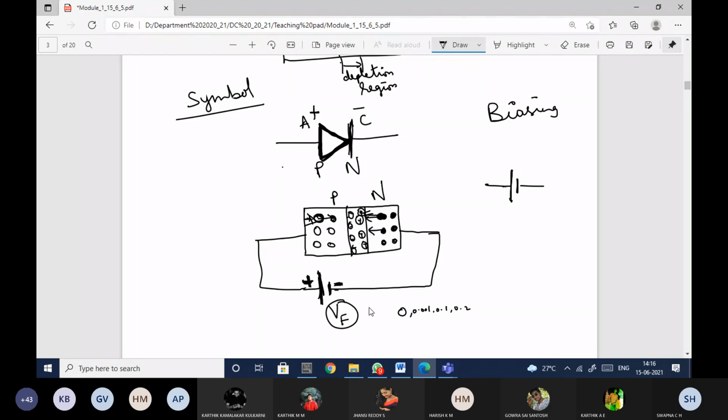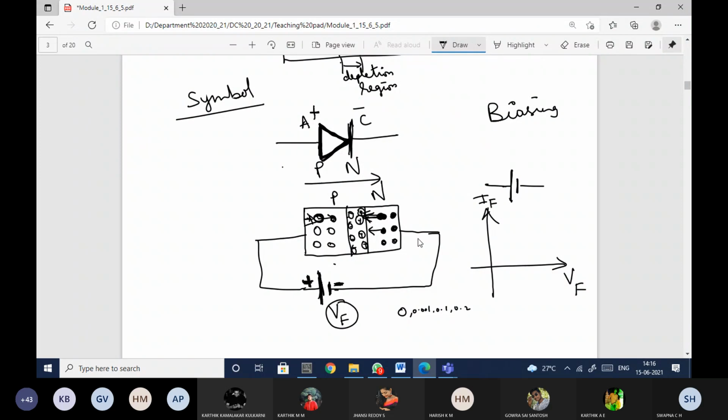As I'm increasing this VF, let me just draw the waveform and show you. I'm taking VF on the x-axis and IF on the y-axis. If you observe, electrons are moving in this direction because electrons are getting repelled by this negative terminal. It means that the current flow will be in the opposite direction.